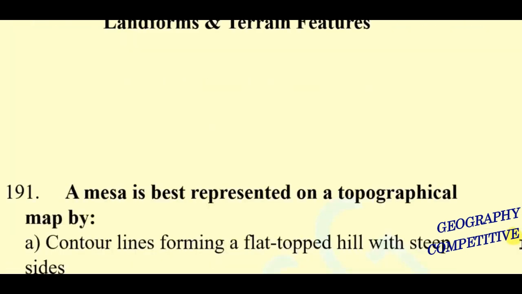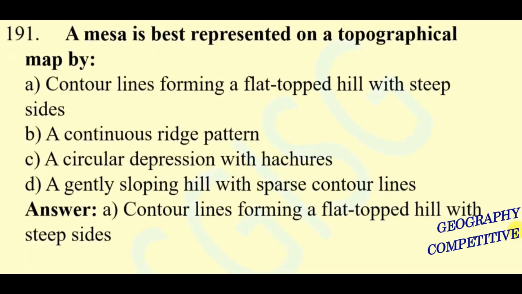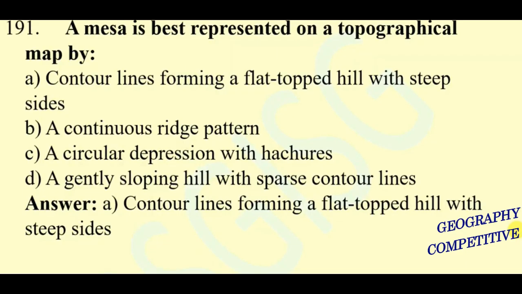Landforms and terrain features. Question 191. A mesa is best represented on a topographical map by contour lines forming a flat-topped hill with steep sides, a continuous ridge pattern, a circular representation with hachures, a gently sloping hill with sparse contour lines. Here the right answer will be contour lines forming a flat-topped hill with steep sides.